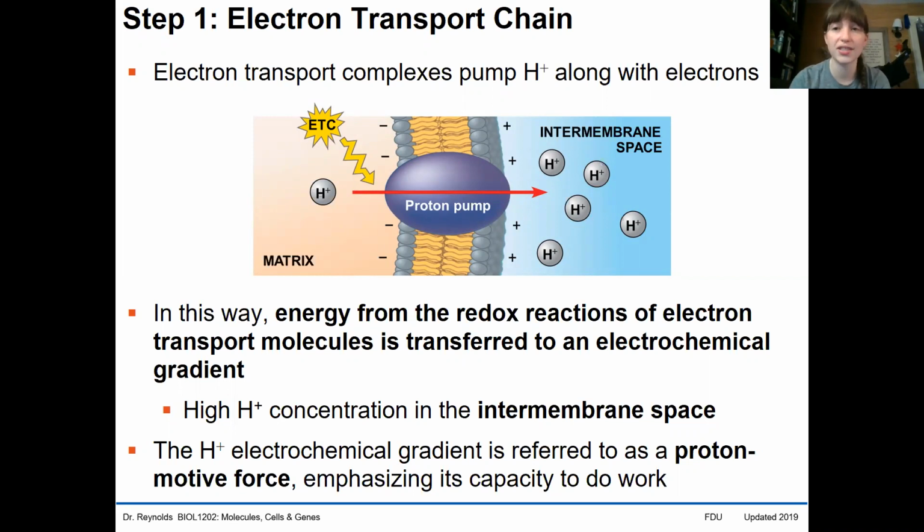This is a very special and unique electrochemical gradient in the cell. And so, as we often do, when it's a very special, highly important form, we give it a special name. So this electrochemical gradient formed by the pumping of protons is named the proton motive force, because it's emphasizing the capacity of this electrochemical gradient to be able to do work.